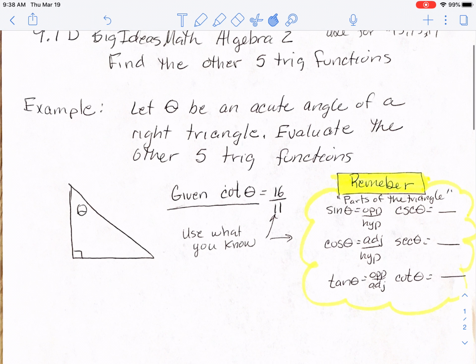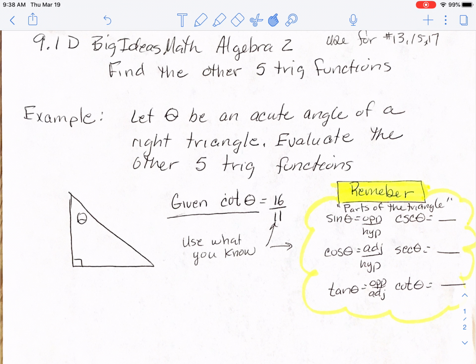Done. It all comes down to this. The secret of these is really to draw yourself a right triangle. And remember, we talked about how it's most important to make sure you identify where your theta is. So I'm going to mark my theta. And then I'm going to start using what I know.